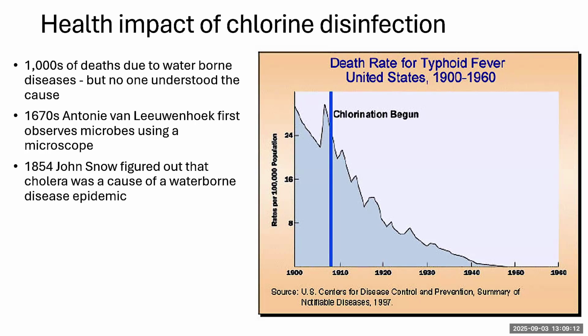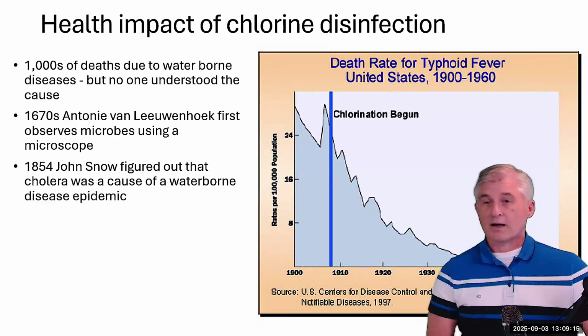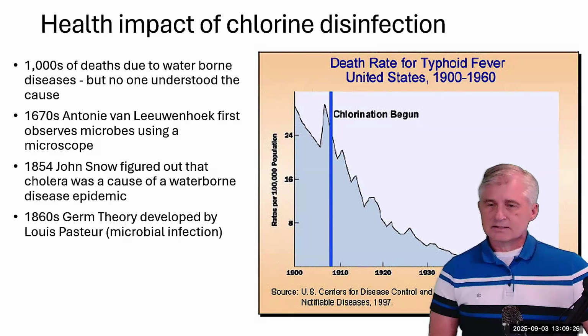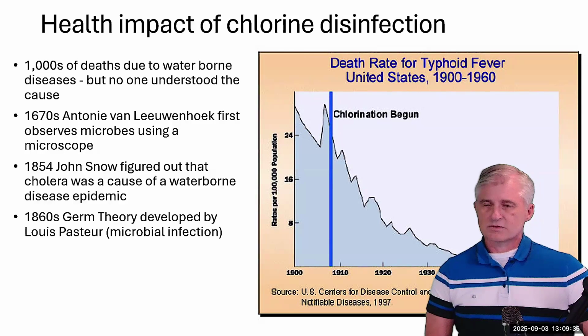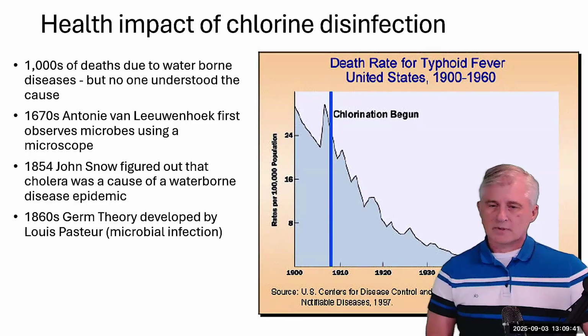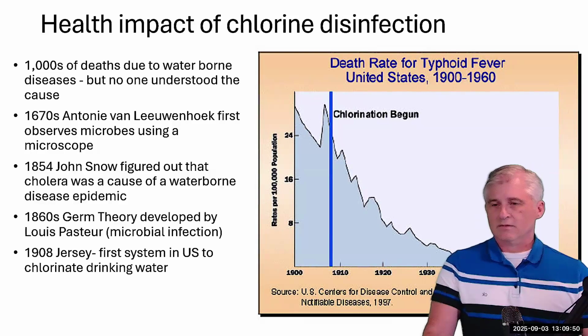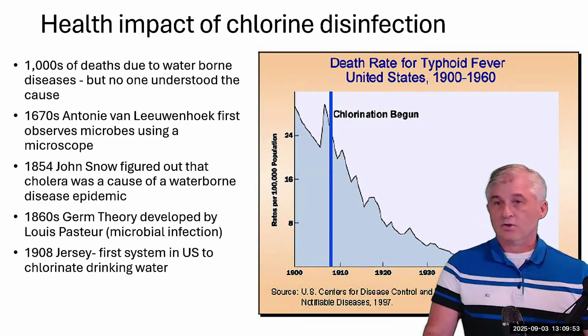It's a really interesting story. So if you're interested in history, and in part the history of things like water treatment, I would look up the Broad Street pump cholera outbreak. And then in the 1860s, Louis Pasteur developed a theory about microbes causing infection. So that furthered the idea that these little bugs are out there and could be causing issues. And then in 1908 in New Jersey, we had the first system in the U.S. that chlorinated drinking water.